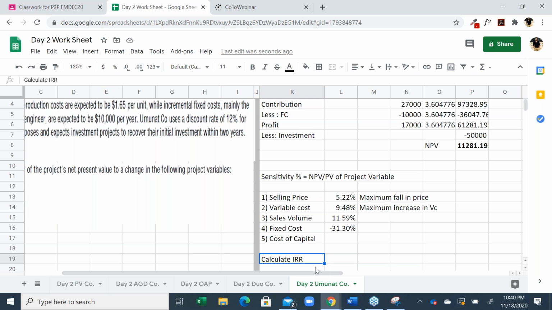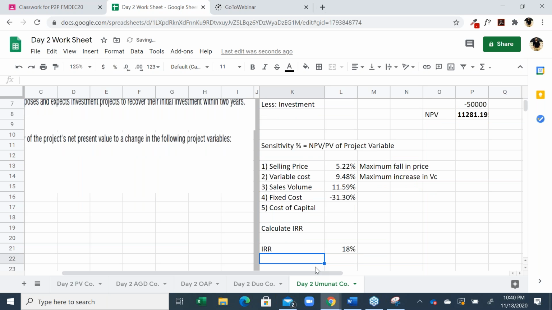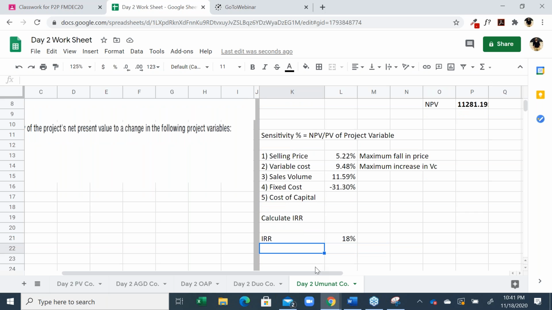So I'm not going for calculating the IRR at the moment, as you all know how to calculate IRR. What we should do after calculating IRR is more important. So let me just assume that we have calculated IRR, and this IRR is basically 18%. I'm assuming that if we increase our cost of capital from 12% to 18%, the NPV will be zero. So it means that we can only afford our cost of capital up to 18%, which currently is 12%.